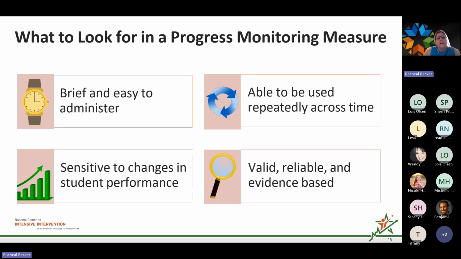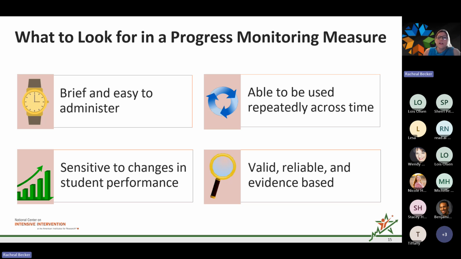So what to look for in a progress monitoring measure. You want to make sure that your progress monitoring measure is brief and easy to administer, realistically feasible in the classroom. We want to make sure that it can be used repeatedly. Alternate forms should be available, otherwise students will just memorize the probe. So it's important that if you are using something for progress monitoring that you have a lot of different versions. That way the students aren't just memorizing.